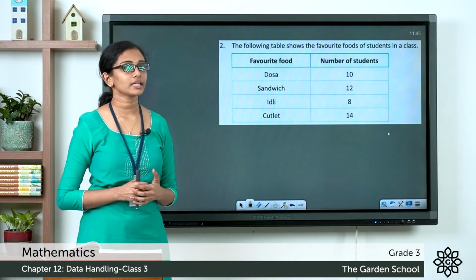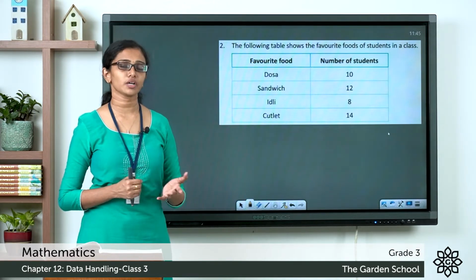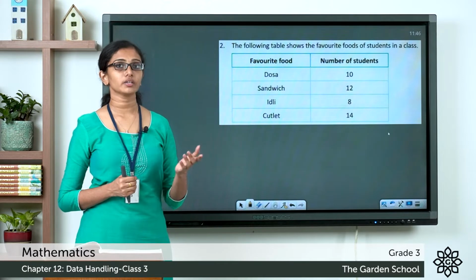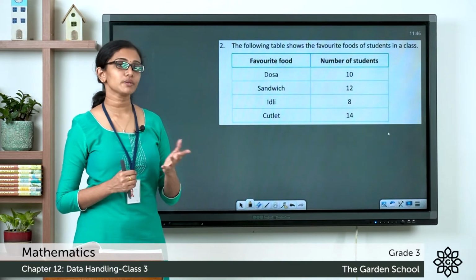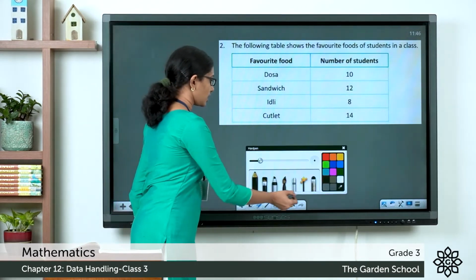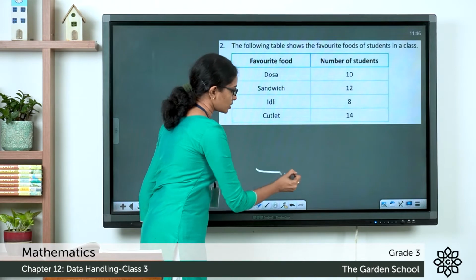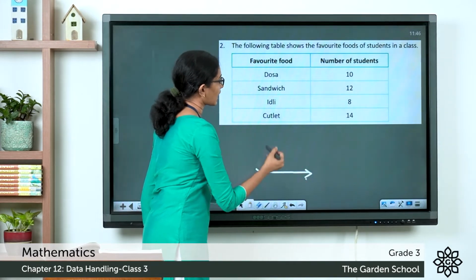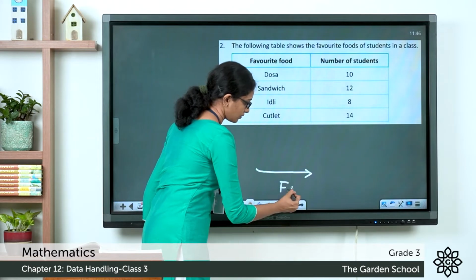So let's draw a vertical bar graph today. Or you can try drawing a horizontal bar graph as well according to your convenience. But make sure you are using your ruler and pencil to draw a neat bar graph. So let me show you an example. I'm going to show the example of a vertical bar graph. So first I draw a horizontal line, and there I'm going to mark the labels for favorite foods.